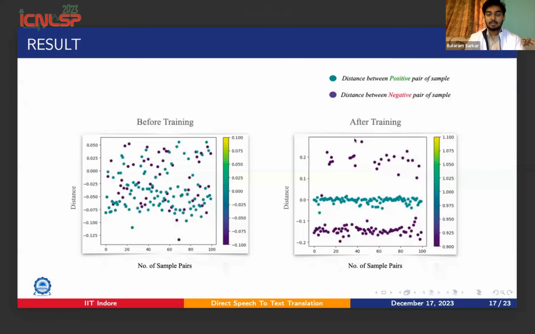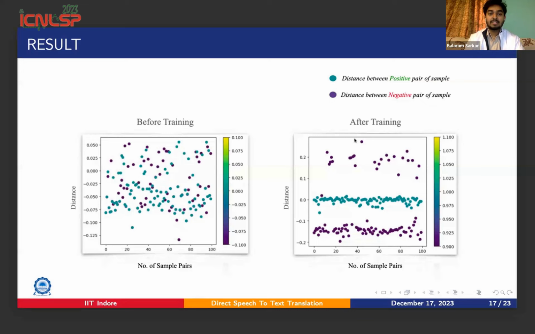So coming to the first section of results, the first experiment was to bridge the modality gap. Here we have before-training and after-training images of the distance between a positive pair of samples and a negative pair of samples. The positive pairs are the ones where the speech and text have the same meaning, and the negative samples are the ones in purple, where the speech and text have dissimilar meanings.